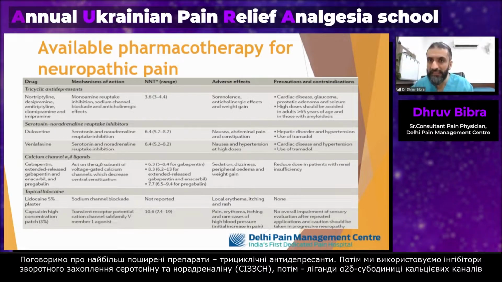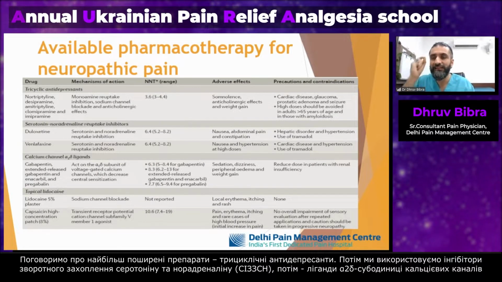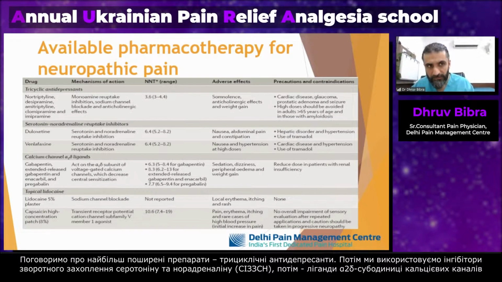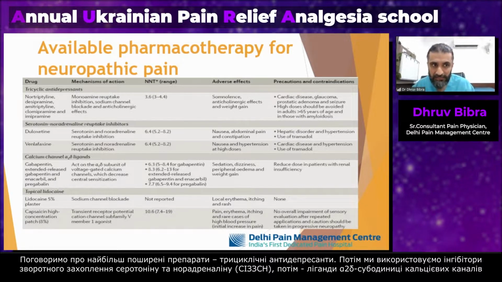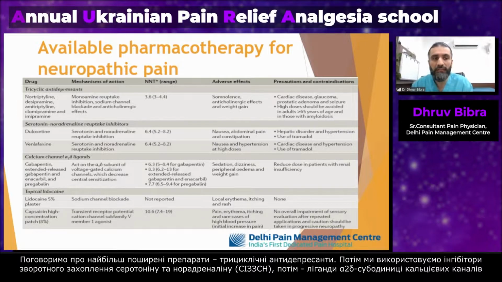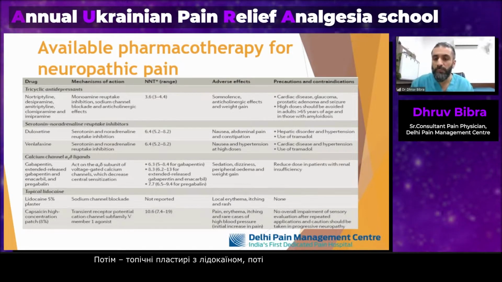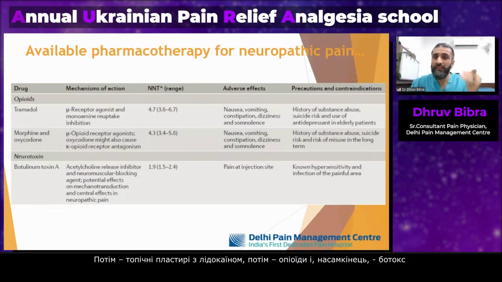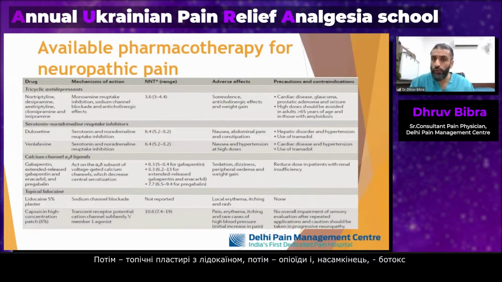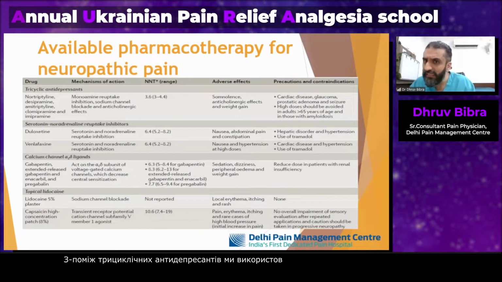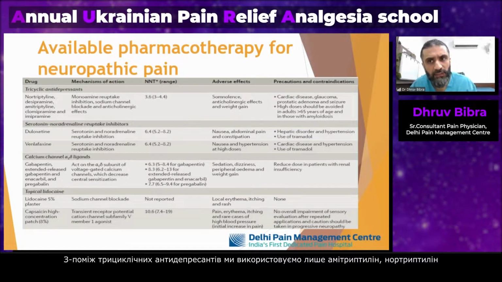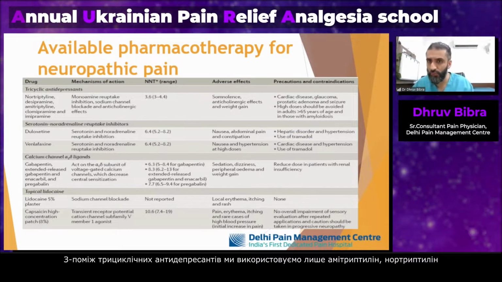One are the TCAs, which are the tricyclic antidepressants. Then we have the SNRIs. Then we have the calcium alpha 2 delta ligands. Then we have the topical lidocaine patches, and then the opioids, and last we have the Botox. So let us talk. In tricyclic antidepressants, we have amitriptyline, nortriptyline, which are commonly used.